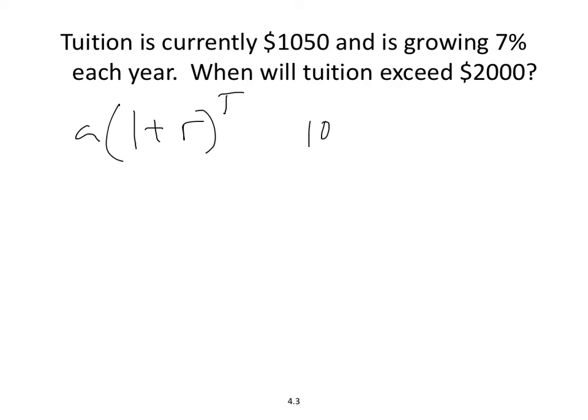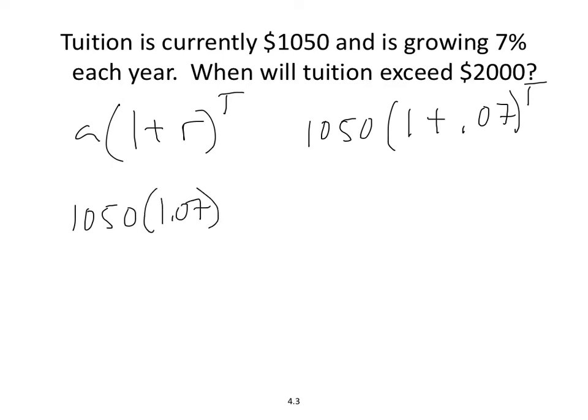So tuition started at $1050. It's growing at 7%, so I'm going to make that 1 plus 0.07, to the t power. That leaves me an equation, 1050 times 1.07 to the t. And they want to know, when is the tuition going to exceed 2,000? This must be per credit. It must be some expensive college. So I'm going to divide by 1050.